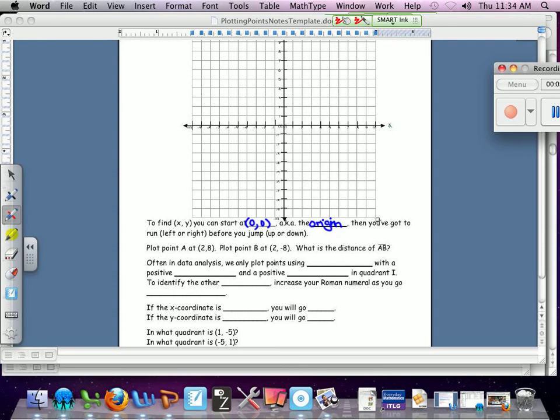So plot point A at over 2, up 8, I gotta say it every single time. Plot point B at over 2, down 8. Make sure you label it A and B. And if you have a line segment connecting the two, and I don't know how well my smartboard's matching up. Hey, not too bad. What's the distance? Who can tell me what the distance is between point A and point B, of that line segment that connects the two?